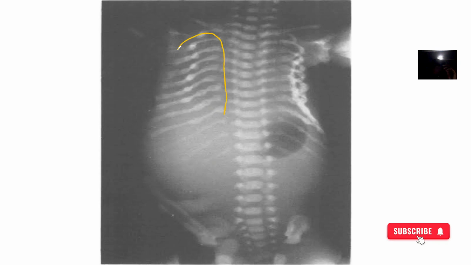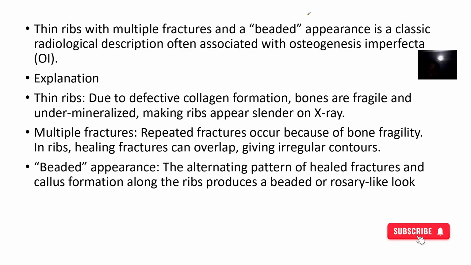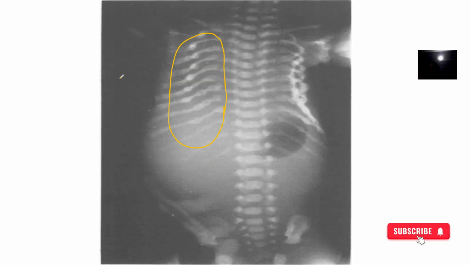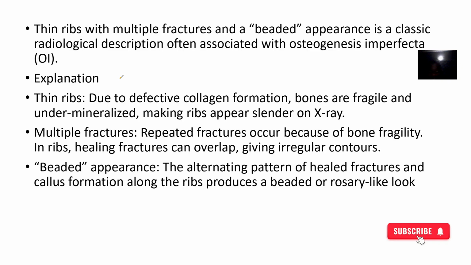You can see that the ribs are thin and they have some rounded stuff. That's the beads there. So it's actually a classic radiographic description. It's often associated with osteogenesis imperfecta. Thin ribs are due to the defective collagen formation, and the bones are fragile and under-mineralized.